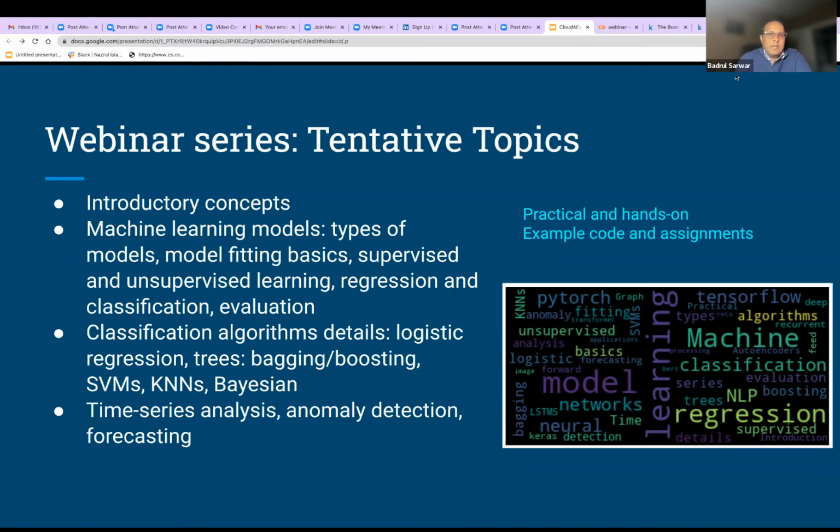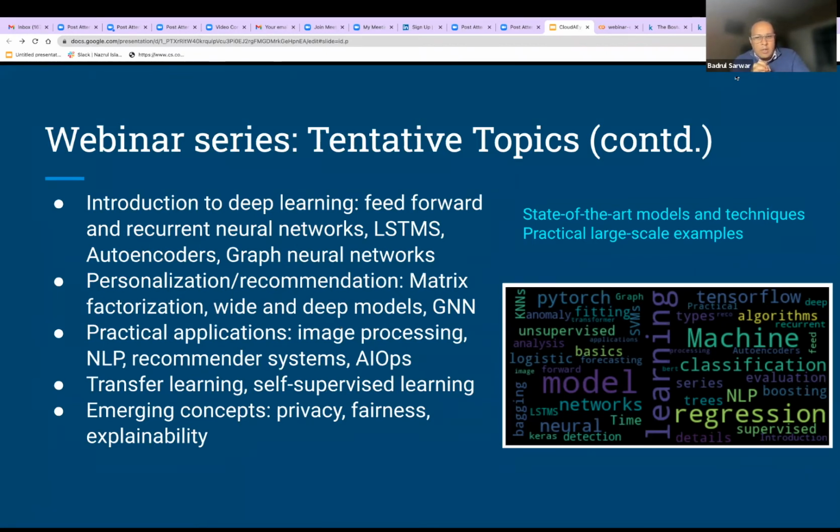Then we'll talk about time series analysis, anomaly detection, forecasting, and things like that. Later on we'll focus a lot on state-of-the-art models and techniques such as deep learning, feed-forward neural networks and recurrent networks, LSTMs, and then personalized recommendation, which is a very important concept for industry nowadays. We will also work through practical applications such as image processing, NLP (natural language processing), recommender systems, and AIOps, which CloudAEye is specializing in. We'll also talk about emerging technologies such as transfer learning and self-supervised learning, as well as concepts such as how to deal with privacy, fairness, and explainability.